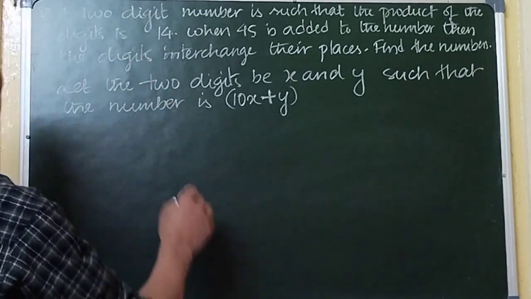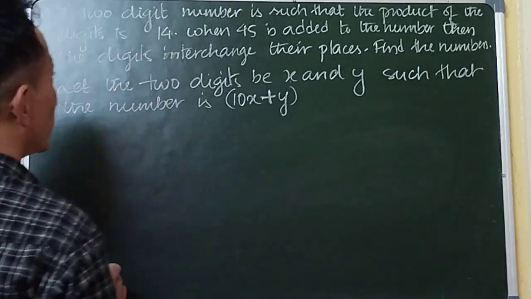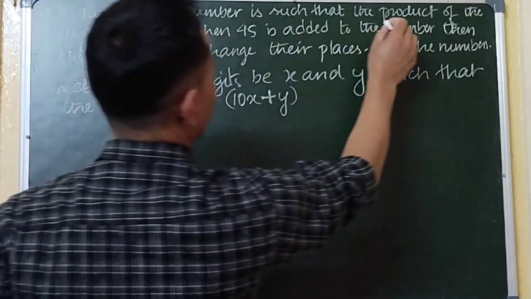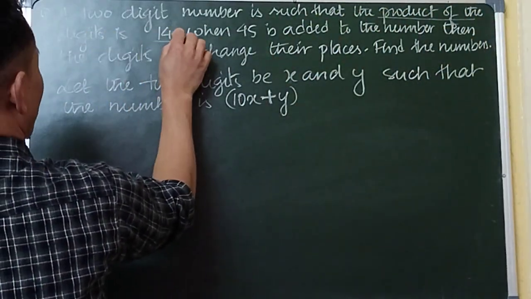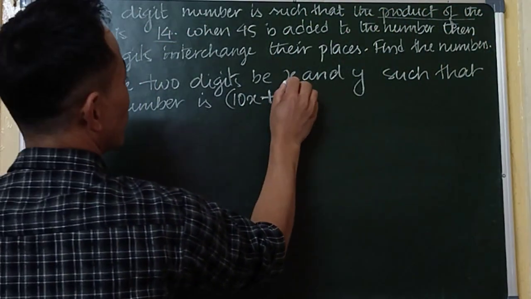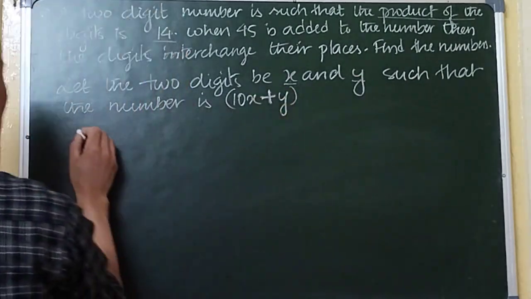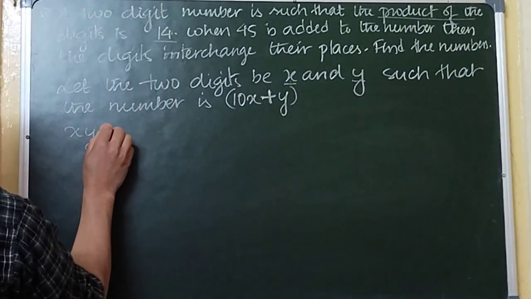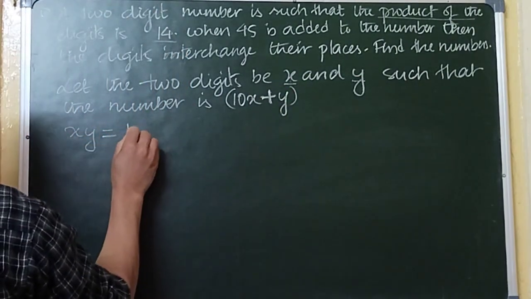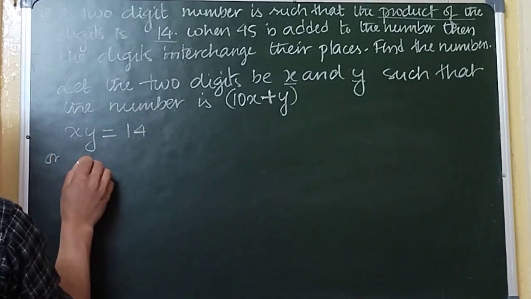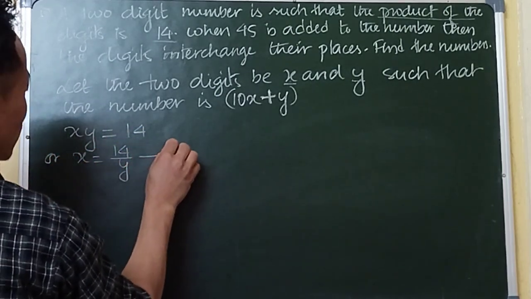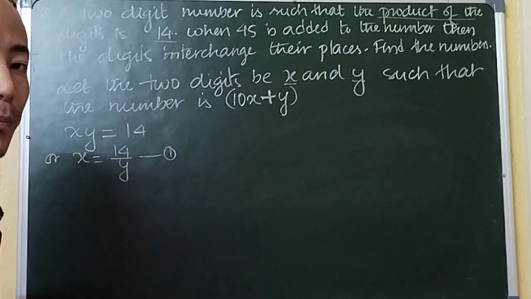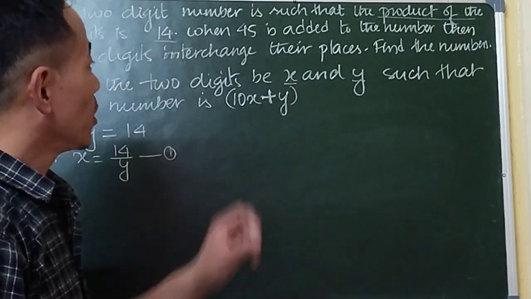So now according to the first condition, it says that the product of the 2 digits is how much? 14. So what are the 2 digits that we have taken? x and y. So according to the question, product of the 2 digits is 14. So here you can write x is equal to 14 divided by y. So let this be equation number 1. Now we will form the other equation.